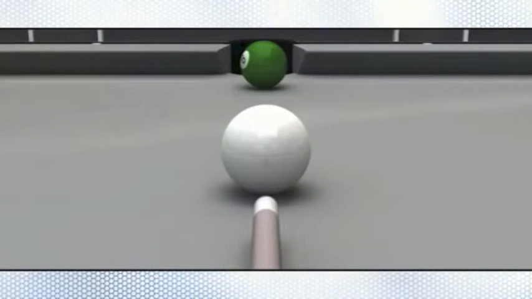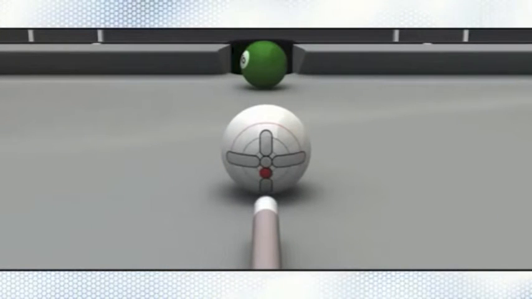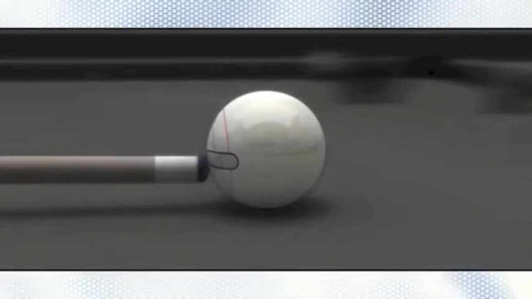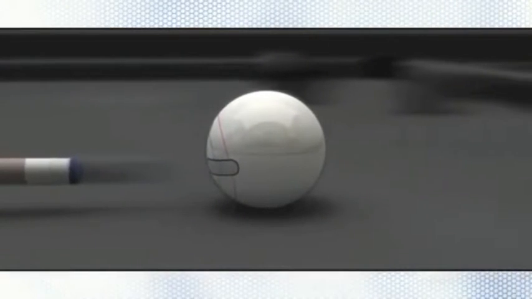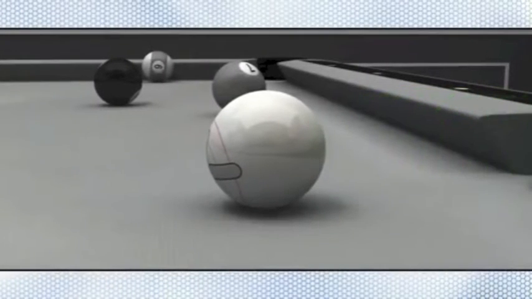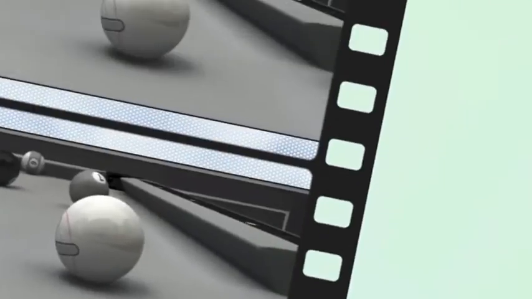The shot is performed by striking the cue ball just below center. This causes the cue ball to slide along the table instead of rolling naturally. Upon contact with the object ball, the cue ball's sliding motion stops, leaving the ball stationary.